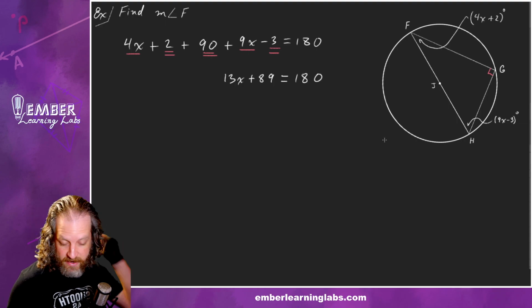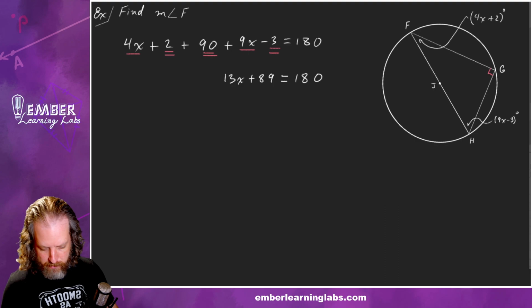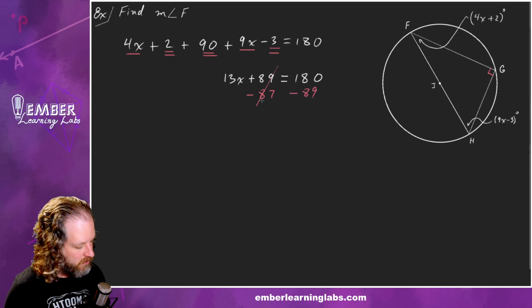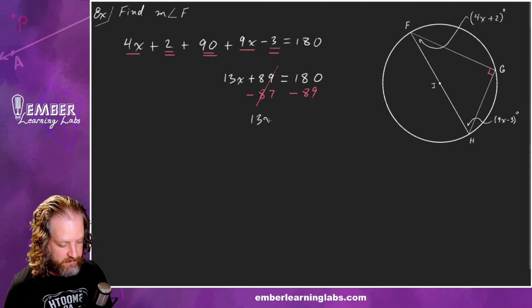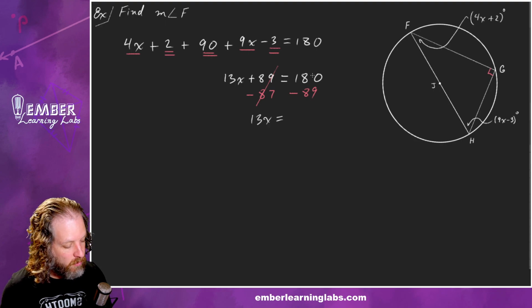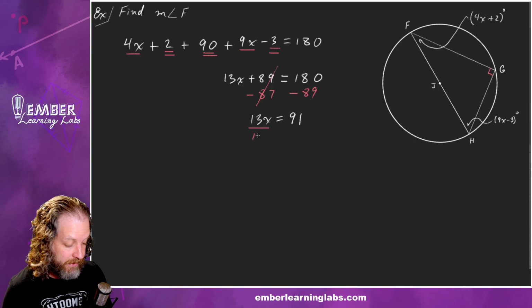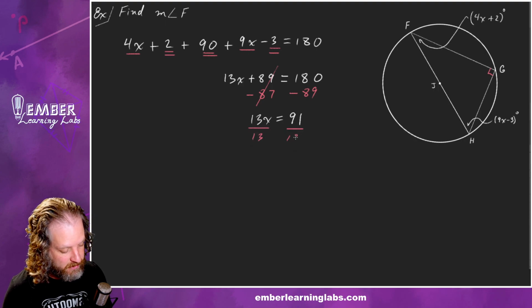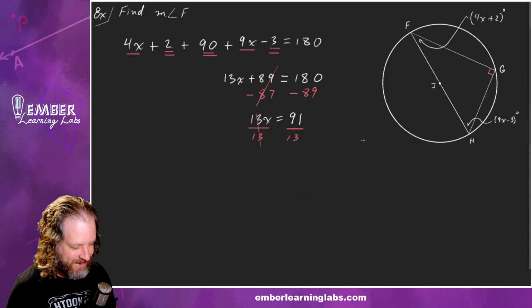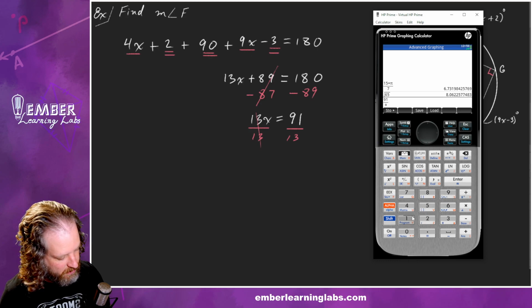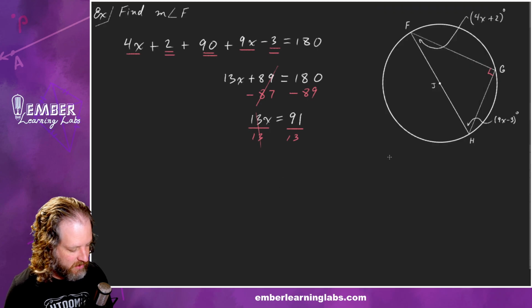Let's subtract 89 from both sides. Minus 89, minus 89. This would cancel, leaving us with 13x equals 180 minus 89, which would be 91. So now we've got to divide by 13. I don't have my 13s memorized. Y'all have your 13s memorized? Let me know in the comments below. Let's punch that in. 91 divided by 13 equals 7. I figured it came out whole.